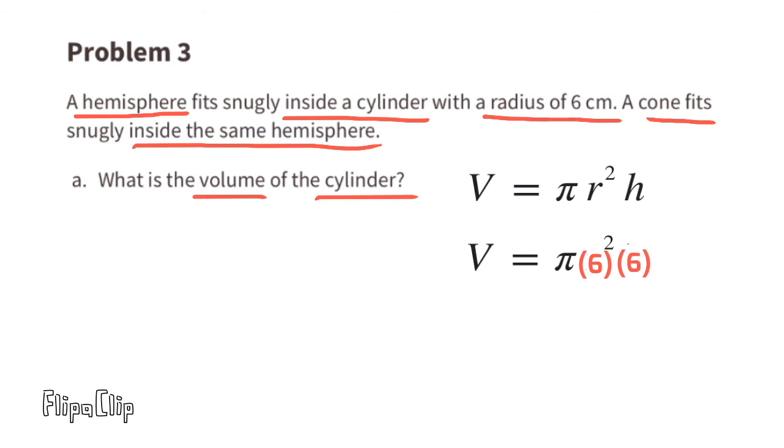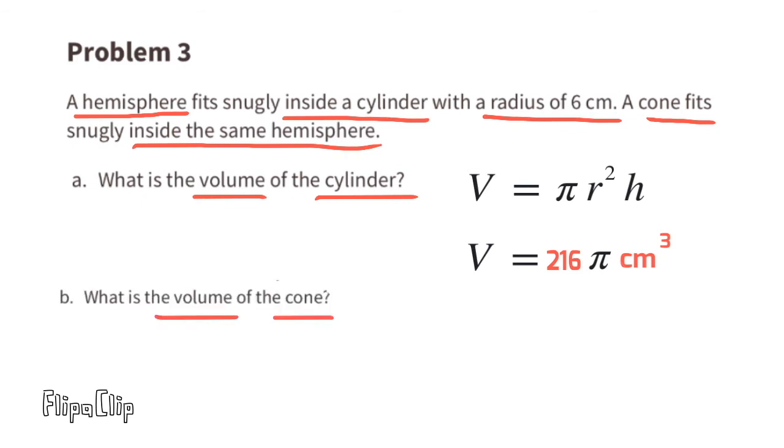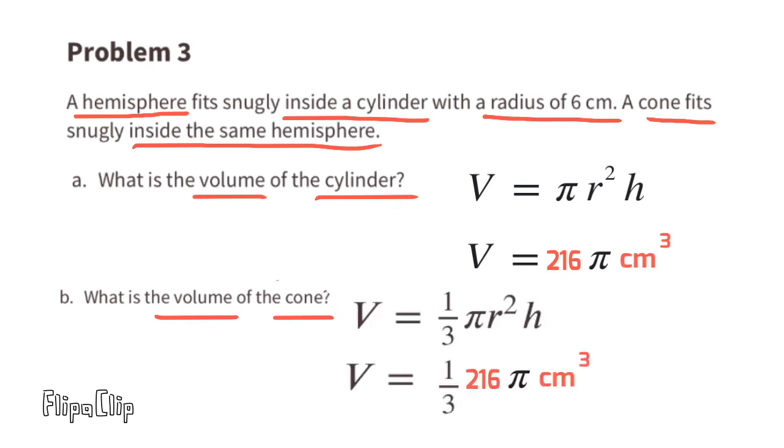Since the order doesn't matter in multiplication, we can multiply the 6 squared, or 6 times 6, times 6. That gives us 216. So the equation now reads, the volume equals 216 pi centimeters cubed. B. What is the volume of the cone? The volume of a cone is 1/3 the volume of a cylinder with the same radius and the same height.